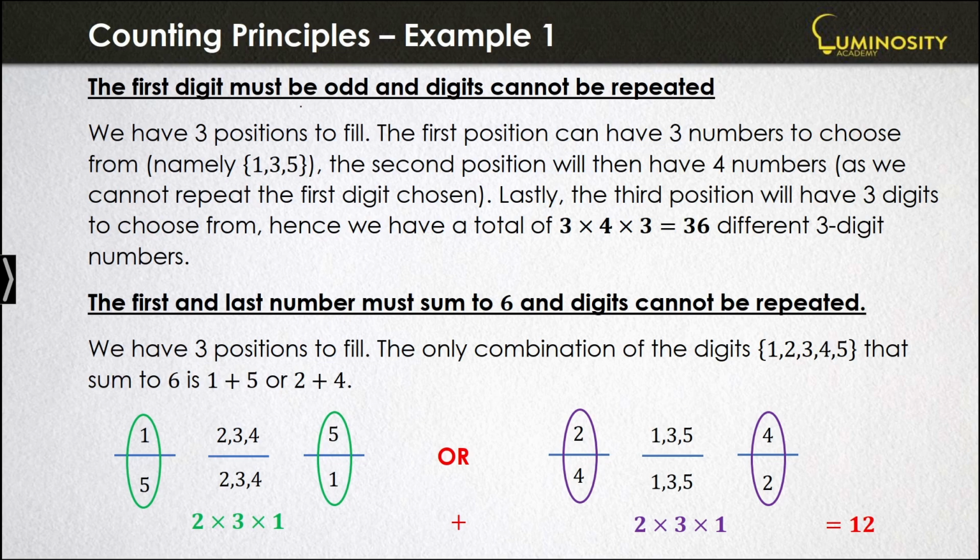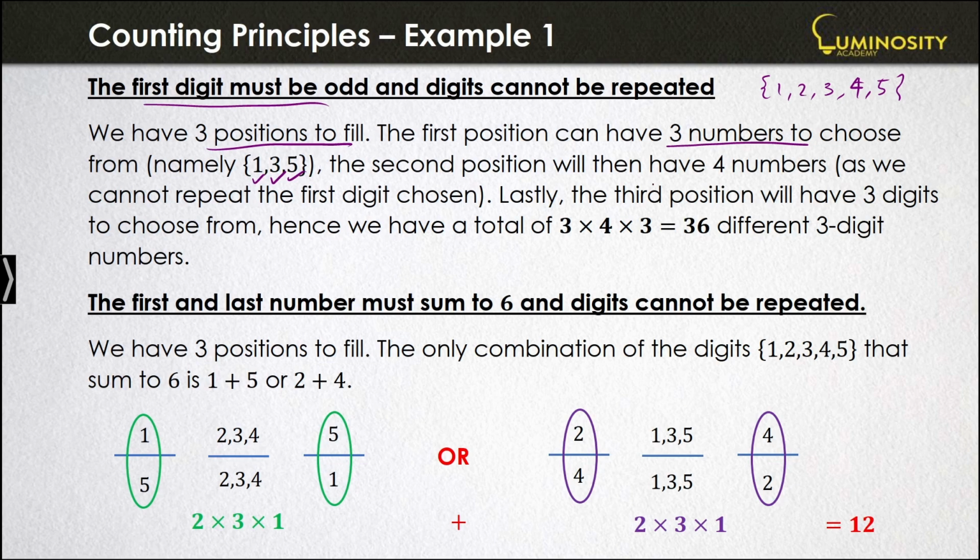What if the first digit must be odd and the digits cannot be repeated? So again, you're choosing from this set here, 1, 2, 3, 4, 5. Again, we have 3 positions to fill. The first position can only have 3 numbers to choose from, because we want the first digit to be odd. So you can choose either 1, 3, or 5.